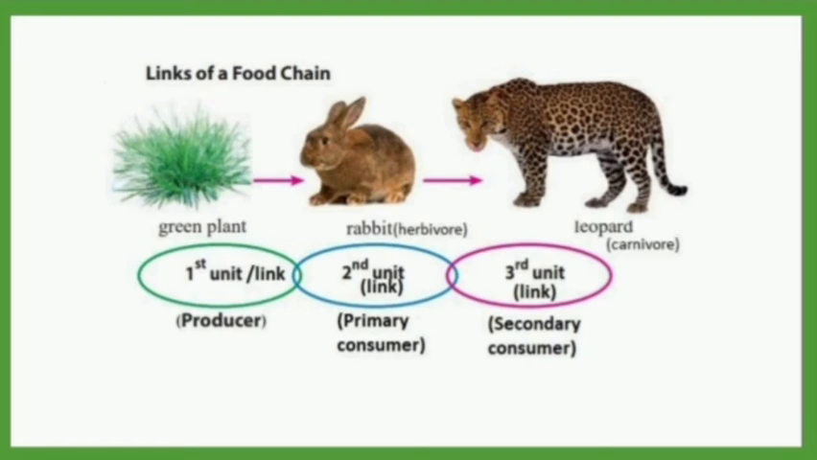In the diagram, the first figure is the green plant. That is the first unit or link. It is known as the producer. Then in the second figure, we have the rabbit. It is a herbivorous animal. That is the second unit and it is known as the primary consumer. Then in the third figure, we have the leopard. That is a carnivorous animal. That is the third unit and it is known as the secondary consumer. So this is an example of a food chain.